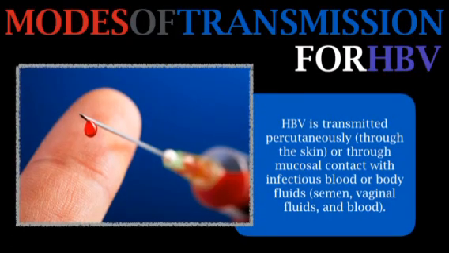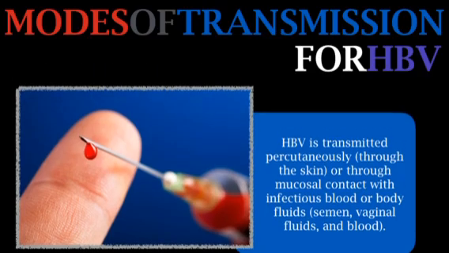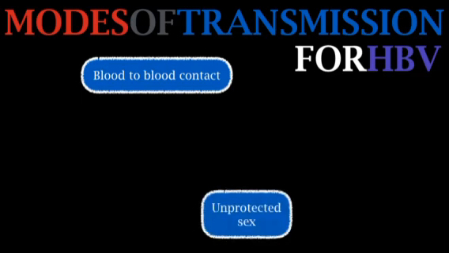How is HBV transmitted? HBV is generally transmitted percutaneously or through mucosal contact with infectious blood or body fluids. Common modes of HBV transmission are blood-to-blood contact and unprotected sex with an infected person. This is the most common form of transmission. HBV is 50 to 100 times more infectious than HIV.